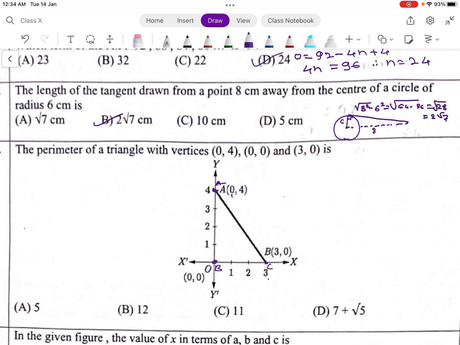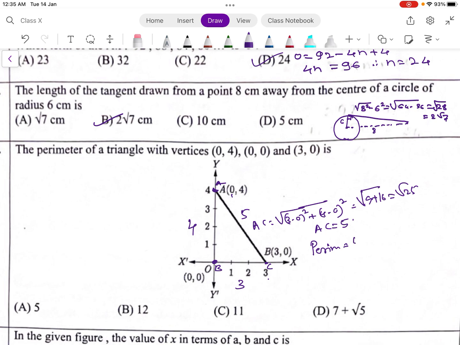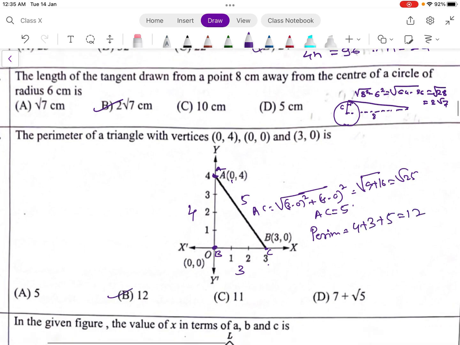So the length AC is nothing but the square root of (3 minus 0) squared plus (4 minus 0) squared, which is nothing but the square root of 9 plus 16, the square root of 25, so AC equals 5. Therefore the perimeter is nothing but, here it is already 4, here it is 3, and now it is 5. So 4 plus 3 plus 5 equals 12. That is the correct option.